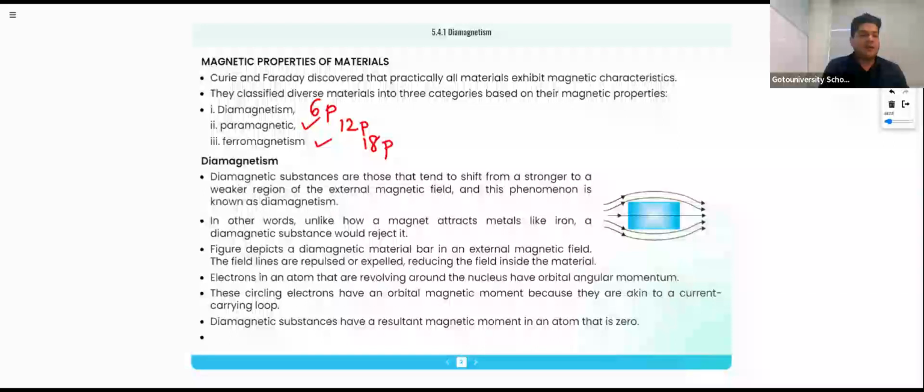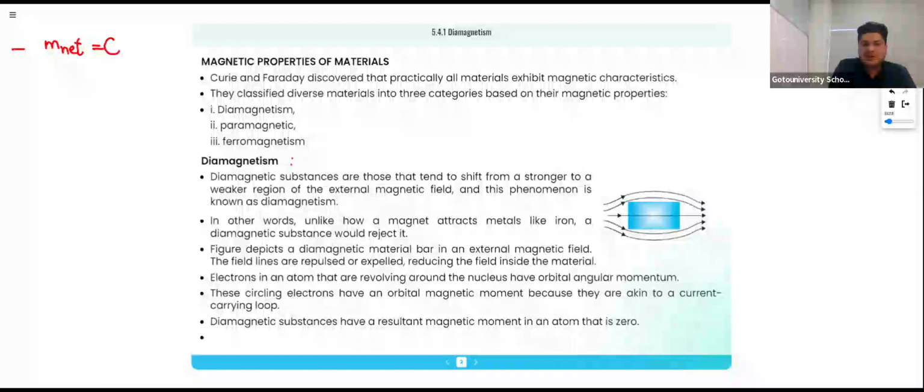Heading toward diamagnetism, there will be 6 properties. First property: the material whose atom has net resultant dipole moment 0 is called diamagnetic. The material whose net magnetic dipole moment is 0 is called diamagnetic.